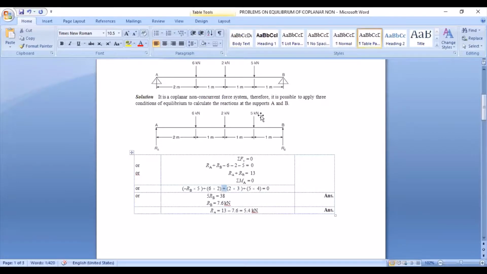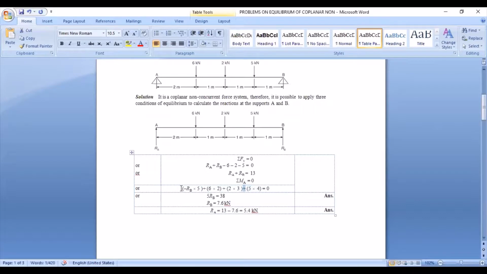Now next, the last force, that is 5 kilonewton, which is again a vertical force. So the distance to be multiplied is obviously a horizontal distance. This 5 kilonewton force is at a horizontal distance of 2, 3, 4 meters from the moment center. That is why we have written 5 into 4. The next question is, what type of movement is it causing? The movement of 5 kilonewton is again a clockwise movement, and that is why we have taken the positive sign.